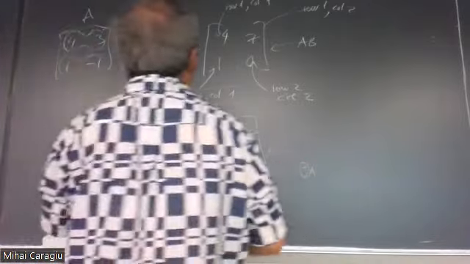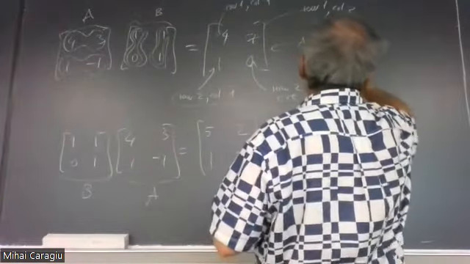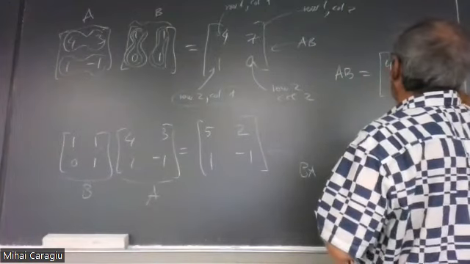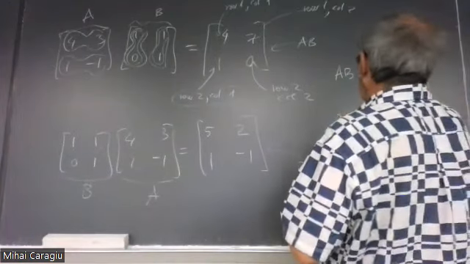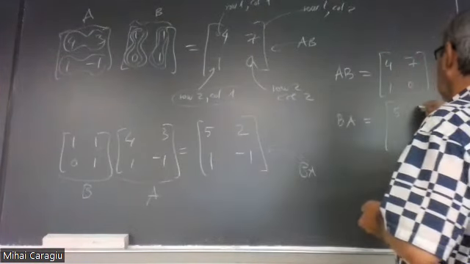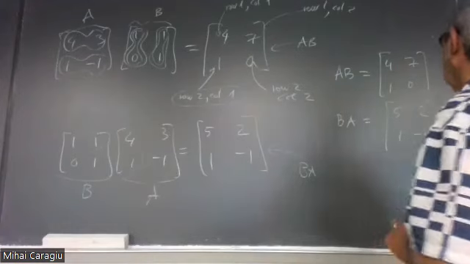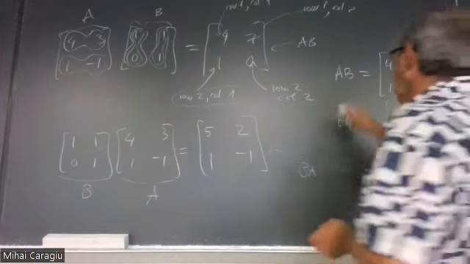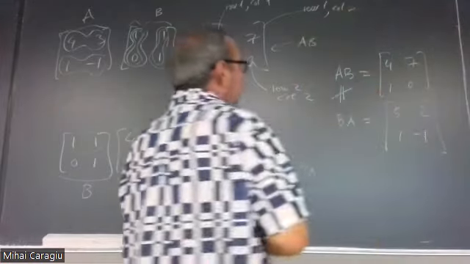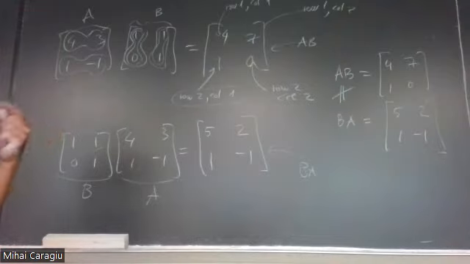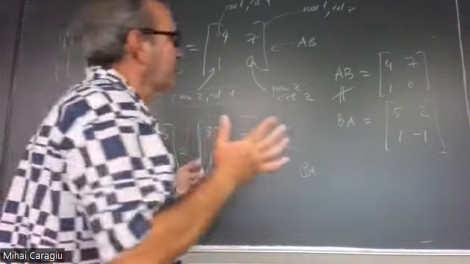So as a result of our work, AB is 4, 7, 1, 0, and BA is 5, 2, 1, minus 1. Right. So in general, AB is not necessarily equal to BA. Yet, it's a very interesting fact. Always, if we have square matrices and multiply AB and BA, we get square matrices of the same size.